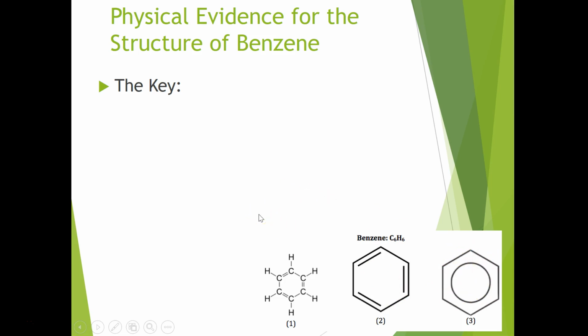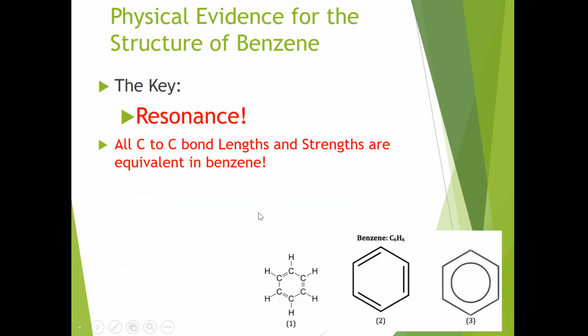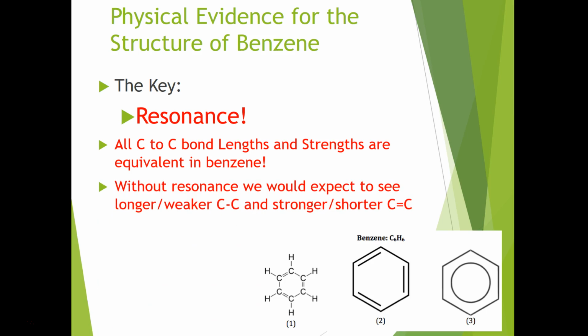Now the key to this evidence is resonance, because what we actually see in benzene is that all the carbon-to-carbon bond lengths and strengths are equivalent. If this were a straight chain triene, first of all, it wouldn't have the molecular formula C6H6, but we would also expect to see stronger and shorter carbon-carbon double bonds. But since we don't see that in benzene, we know that this must be the structure.